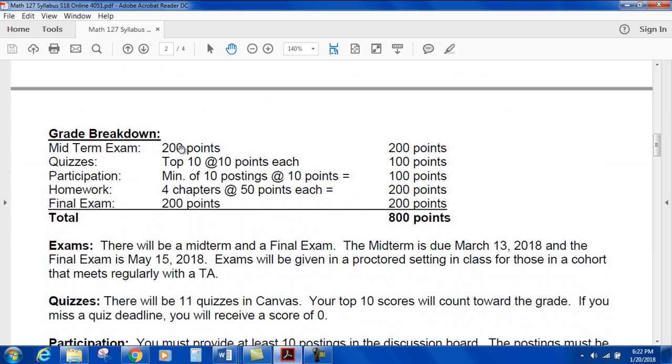Breakdown: you're going to have a midterm at 200 points, quizzes, top 10 at 10 points each. Participation, that's discussion postings in the discussion board. I call that participation. 10 postings at 10 points each for up to 100 points. That's the easiest grade to get right there. You can get that done today if you wanted to.